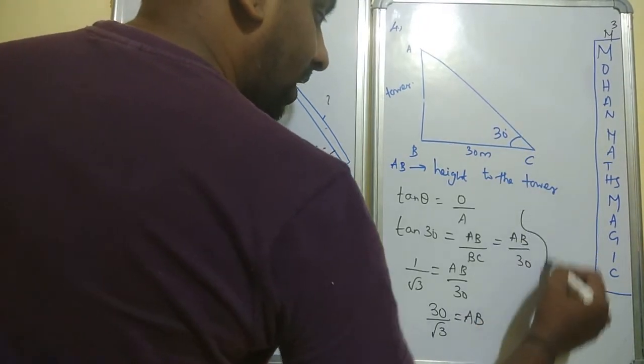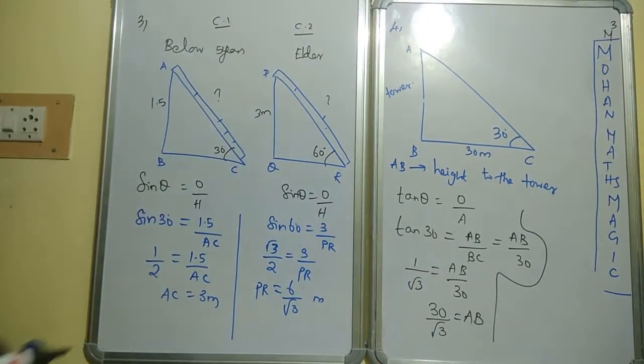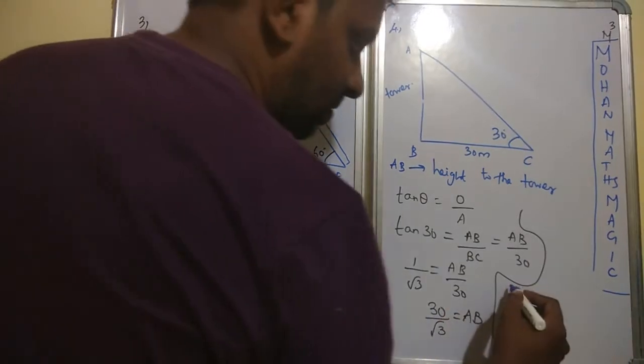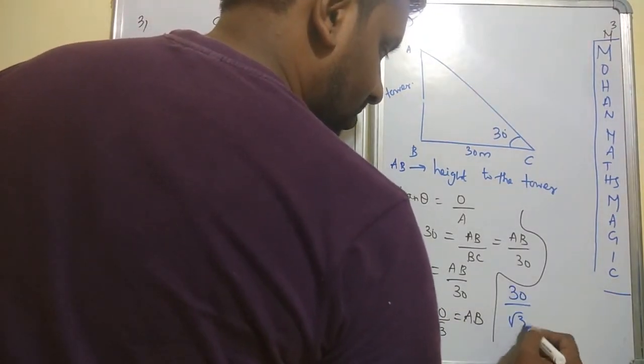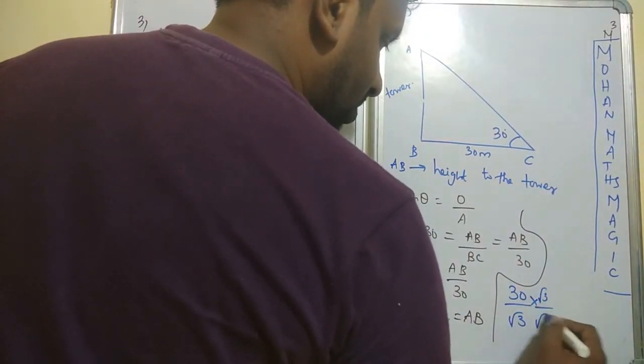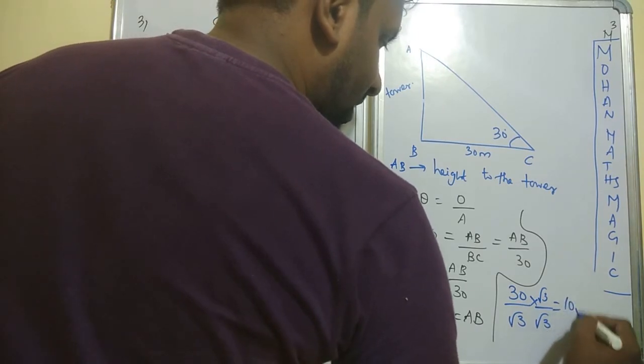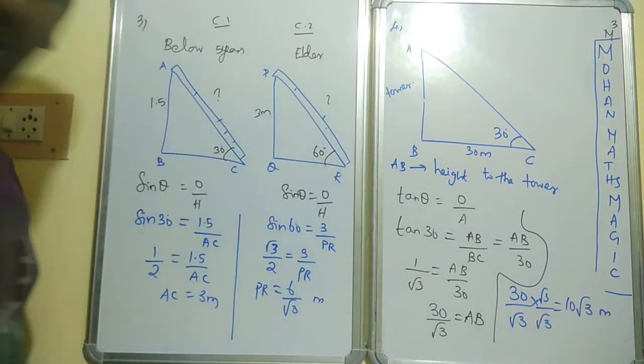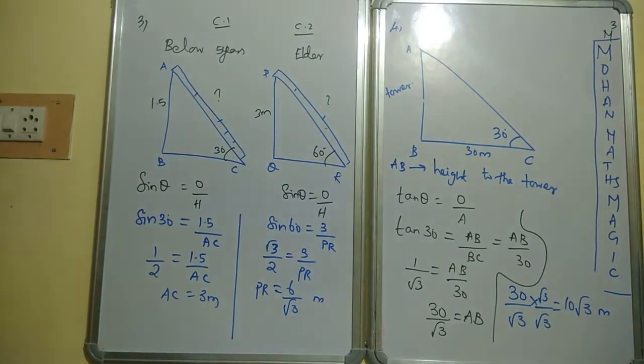Now you have a chance to rationalize the denominator. Therefore, rationalizing the denominator, I will get 30 upon root 3 times root 3 upon root 3. Finally I got 10 root 3 meter.